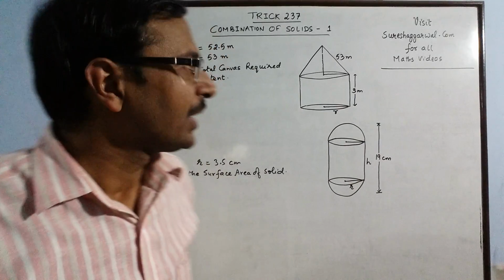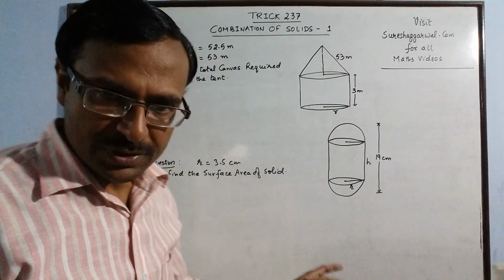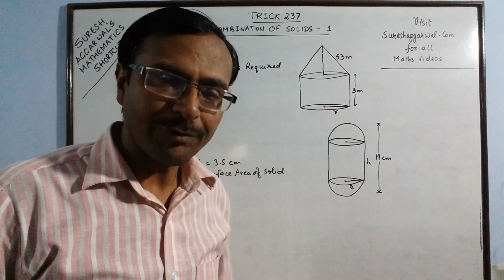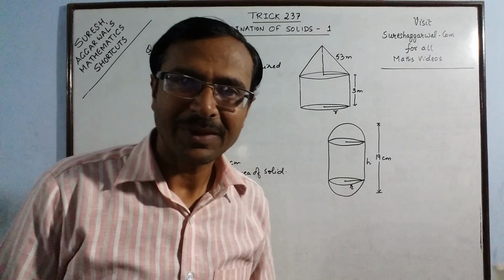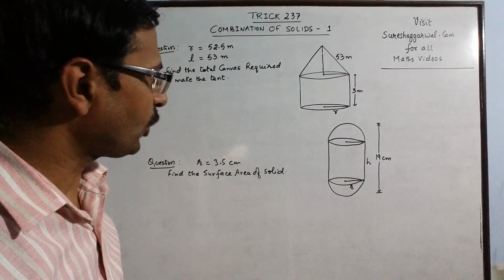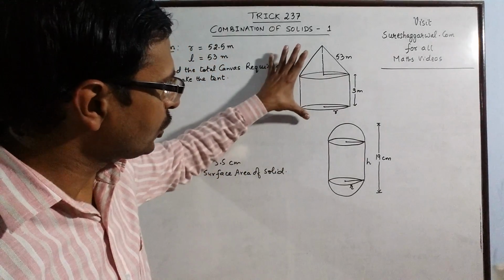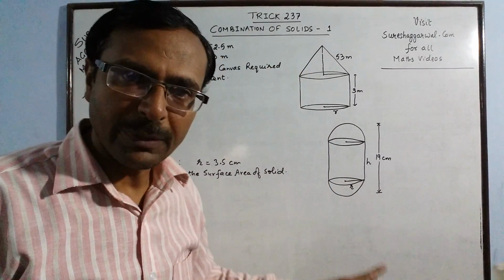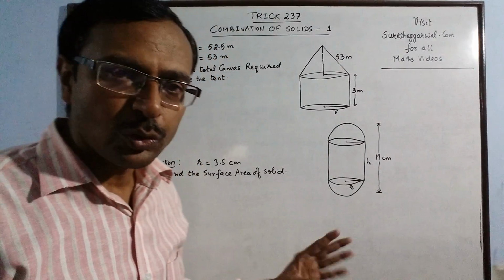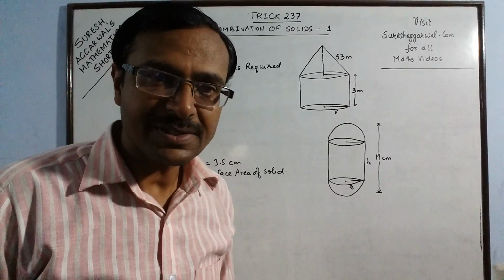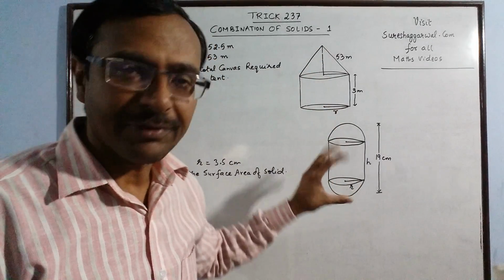Hello dear students. In trick number 237, today we are going to continue some more important questions of mensuration of three-dimensional figures. In this important video, I am going to deal with two types of combination of solids, wherein you need to find the surface area of the combined figure.